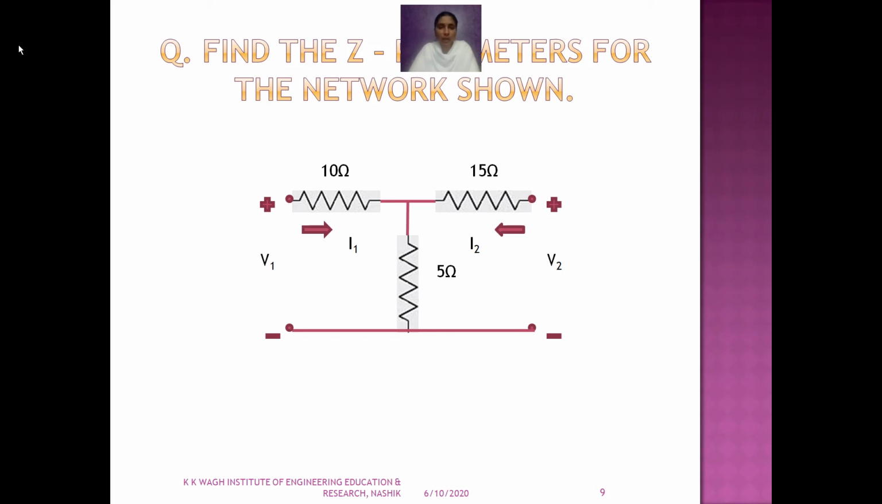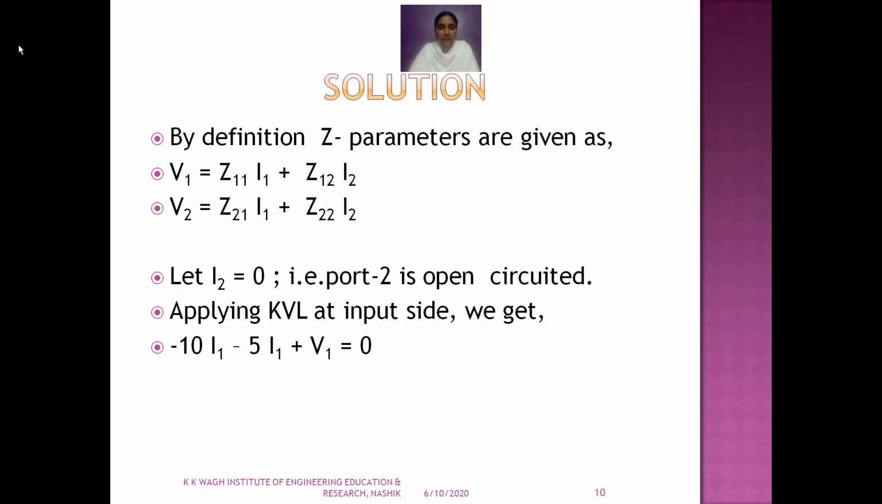So now how to analyze? Let's try and analyze it step by step. First we will make I2 0 and write the equations. Then we will make I1 0 and write the equations. By definition, again I am going to revise the concept so that it will be easy for you to correlate. By definition, Z parameters are given as V1 is equal to Z11 I1 plus Z12 I2, V2 is equal to Z21 I1 plus Z22 I2.